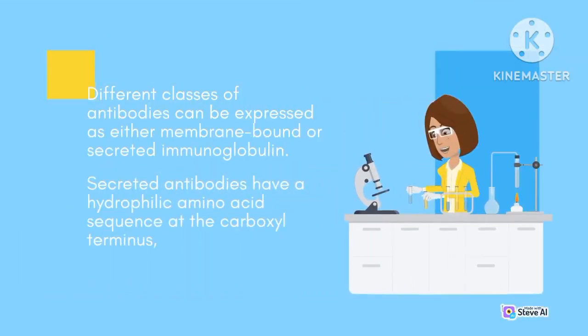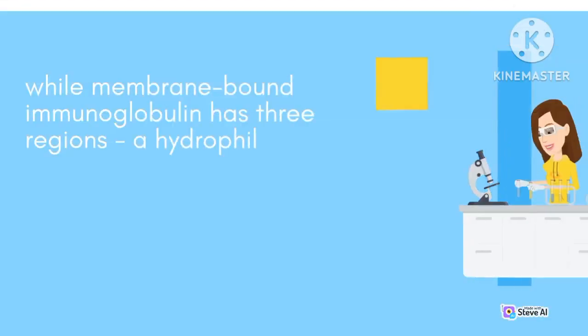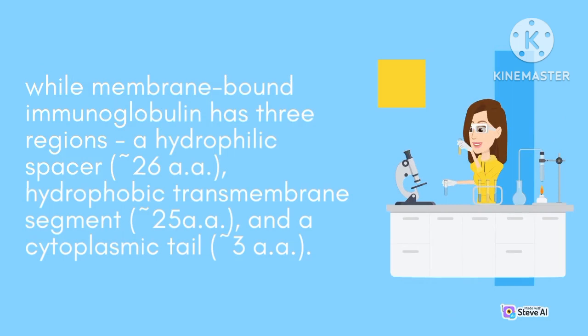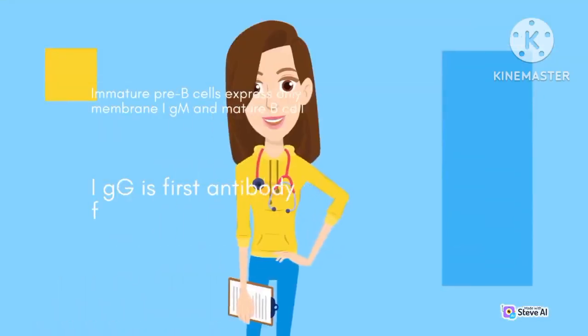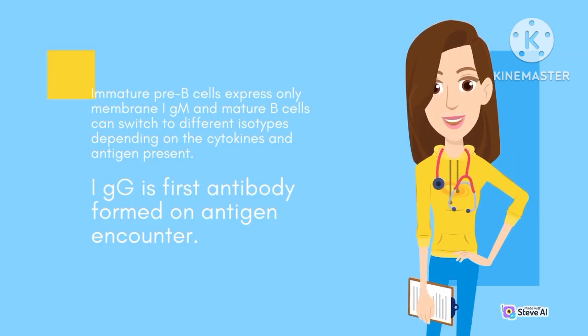Different classes of antibodies can be expressed as either membrane-bound or secreted immunoglobulin. Secreted antibodies have a hydrophilic amino acid sequence at the carboxyl terminus, while membrane-bound immunoglobulin has three regions: a hydrophilic spacer, 26 amino acids; a hydrophobic transmembrane segment, 25 amino acids; and a cytoplasmic tail, 3 amino acids. Immature pre-B cells express only membrane IgM, and mature B cells can switch to different isotypes depending on the cytokines and antigen present. IgG is the first antibody formed on antigen encounter.